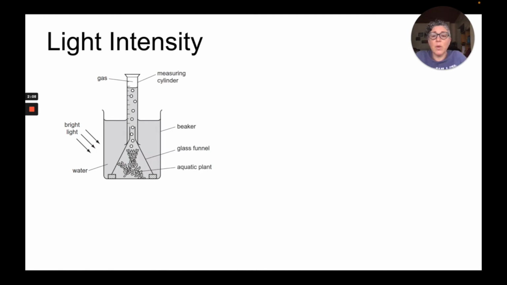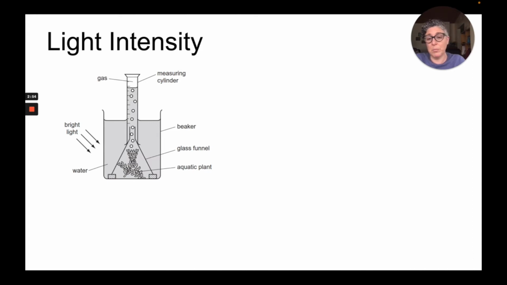Now, what we can do instead of counting bubbles is we can actually invert a measuring cylinder over the plant that is submerged under the water. And you can see we're using a funnel as well to guide the oxygen gas into the measuring cylinder. So what will happen is the gas will displace the water in the measuring cylinder, and then we can see the volume of gas that is produced. This is a much more accurate way of measuring the amount of photosynthesis that is produced.